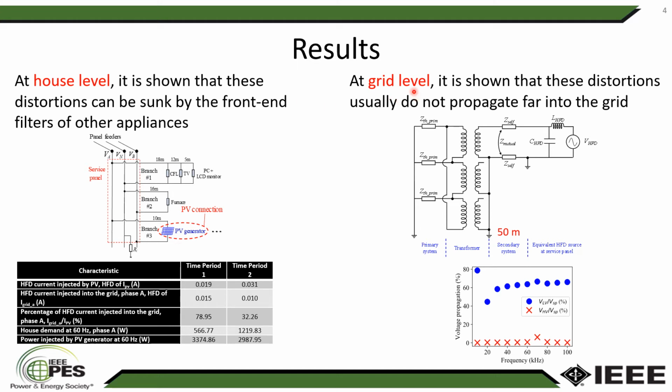And finally, we studied the grid level propagation, where we analyze how these distortions injected at the service panel of a customer propagate on the low voltage system and through the transformer into the primary grid. We found that the propagation to the primary grid is very low, as we can see here with these red crosses, which is the propagation rate to the primary side of the transformer. This is low mainly because of the impedance of the transformer and the impedance of the distribution line, which are high and attenuate the distortions.